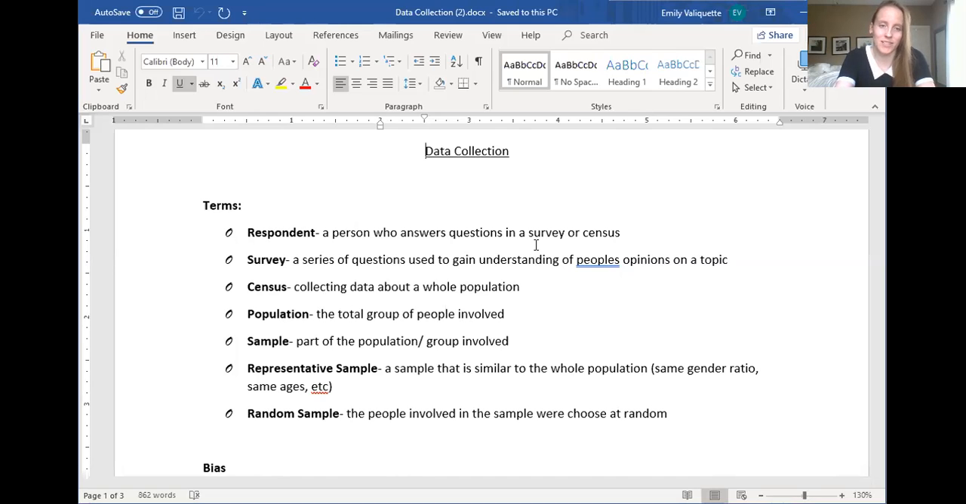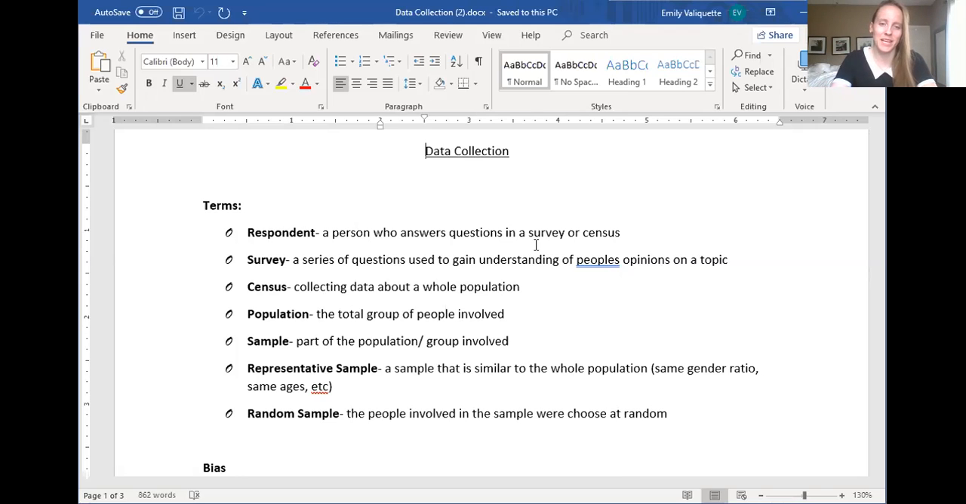So a population doesn't just refer to the population of a country or the population of a city. It could be the population of a school or the population of athletes on the volleyball team. Any kind of closed group where you include every member of that group is a population. A sample is when you just have part of the population. So if you had a sample of the school, that would mean that you had asked some people in the school to respond to a survey, but not everyone in the school.